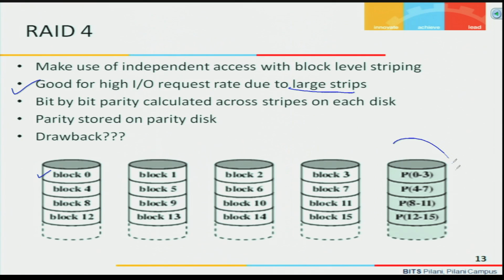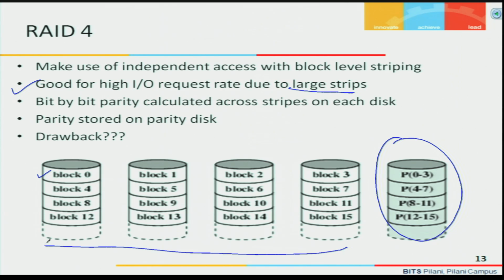One parity disk is there, so if I have a total of n data disks, then the total number of disks required to design this RAID 4 is n plus 1. Out of this, n is the data disks. So, one extra disk is required, that is an overhead you can say, and block-level parity is used. Any drawback you are visualizing here?